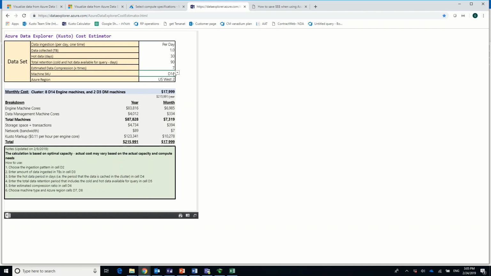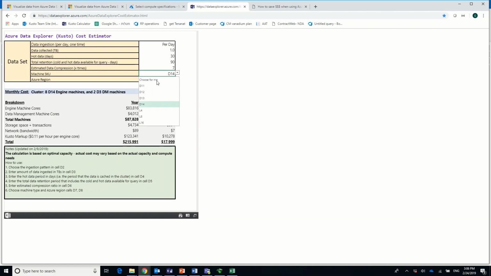So if we're using D14, we see that we need 8 instances of D14 for the amount of data required here, and the monthly cost would be 18K USD, and the yearly cost would be almost 216K USD.